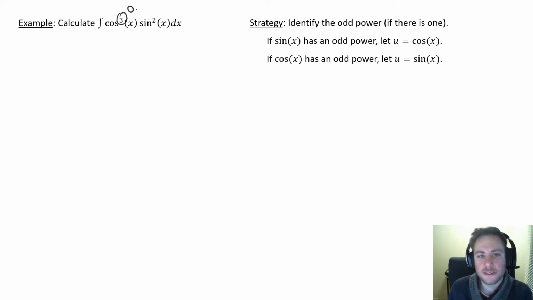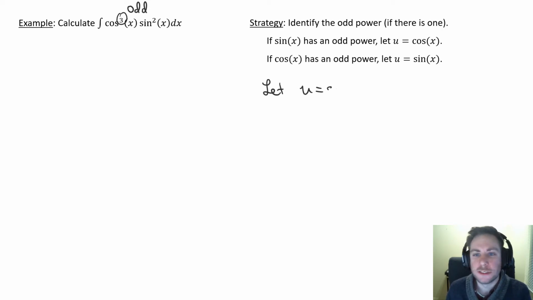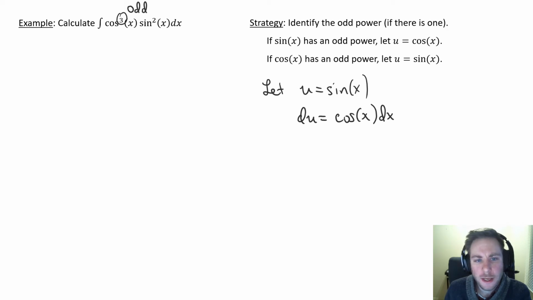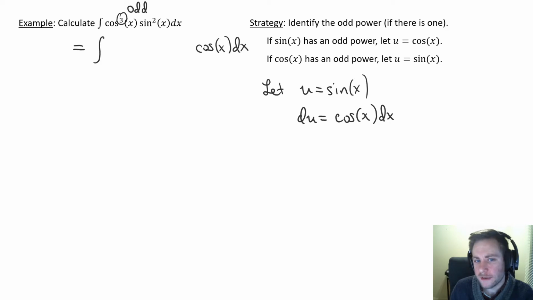In this case, we can see that the power of cosine is an odd number, which suggests that we should let u equal sine x. So let's go ahead and try this, and we'll see why the strategy I proposed works out well. So start by calculating du, which would be cos x dx. And because of that, it would be desirable if we had cos x dx appearing in our integral. If we did, then that entire section could just be called du.